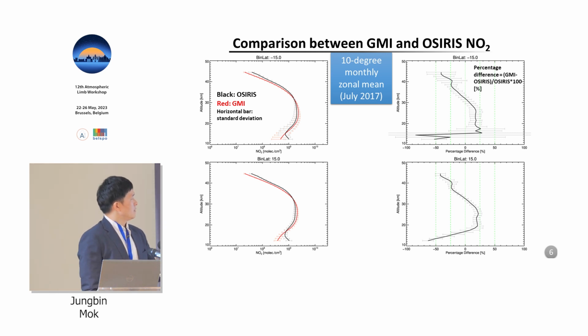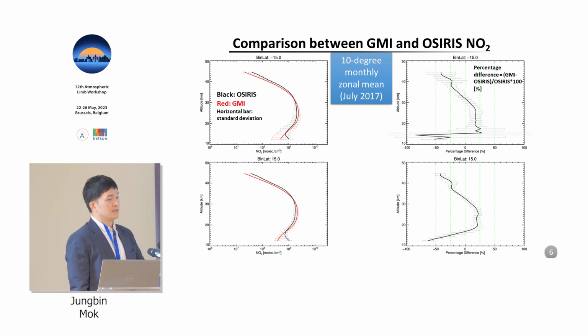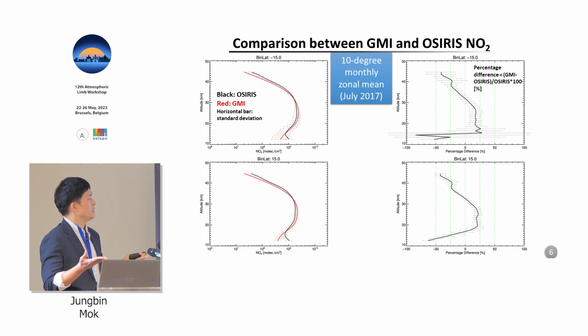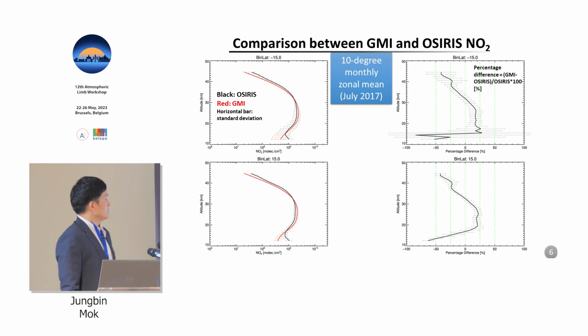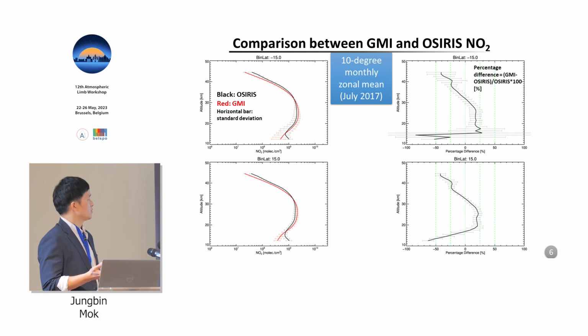If you look at the right panel, it shows the percentage difference. From 15 to 32 kilometers, GMI shows overestimation, but outside this range, GMI shows underestimation, especially at the upper and lower altitudes. Looking at the different latitude bins, like mid-latitude and higher latitude, it shows very similar features to the previous ones, and the profiles and percentage differences are also very similar to the tropical regions.